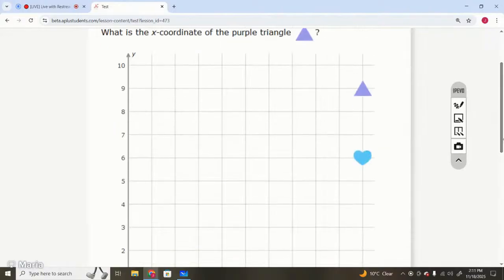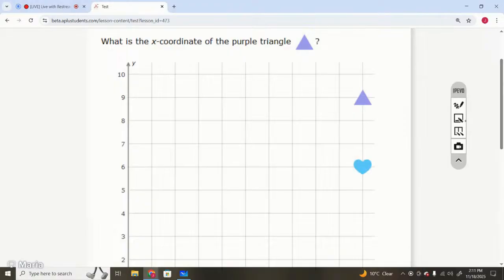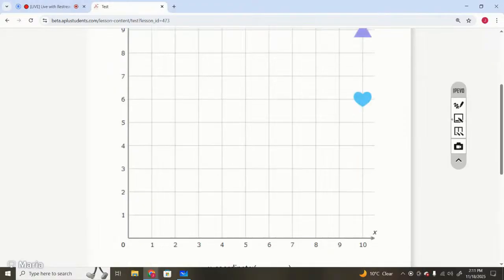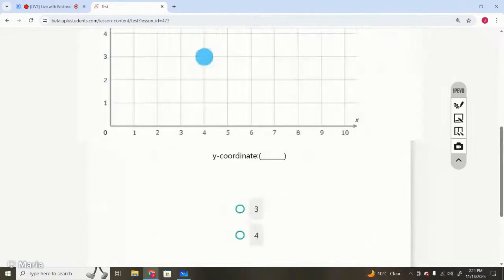What is the x coordinate of the purple triangle? Here is the purple triangle matched to the x-axis. The y-axis, no, you need to find the x coordinate. So located on the x-axis, the x-axis is 10, option number 1 is the correct option.